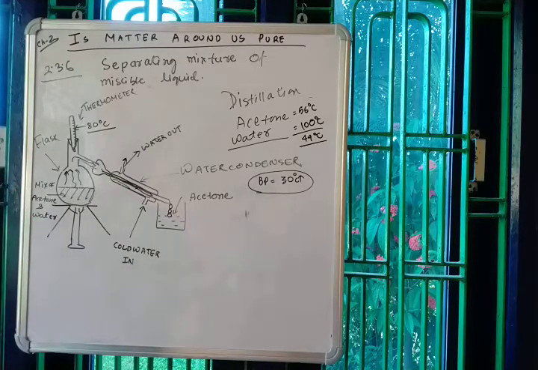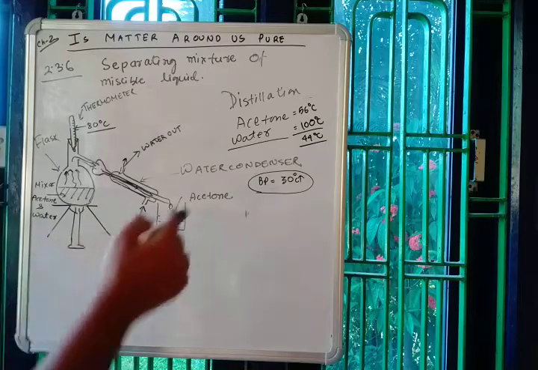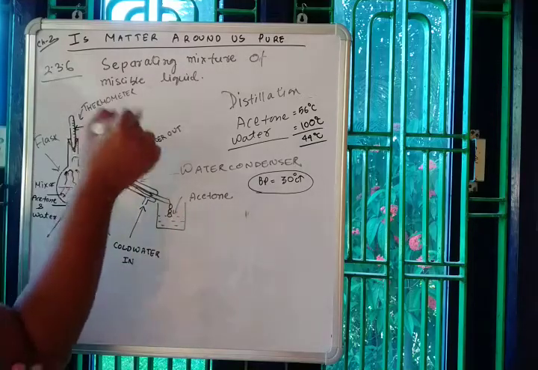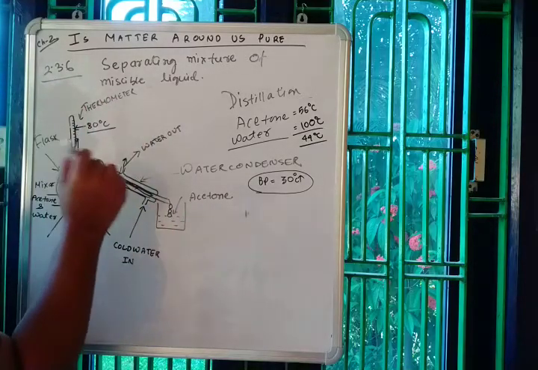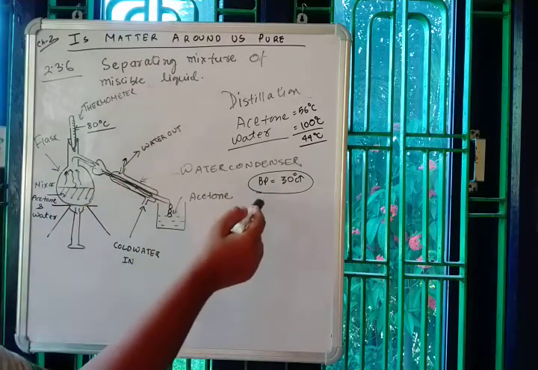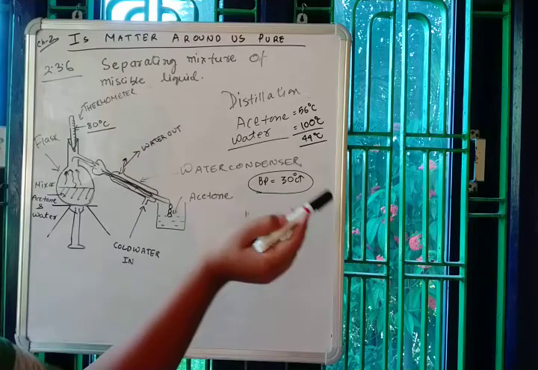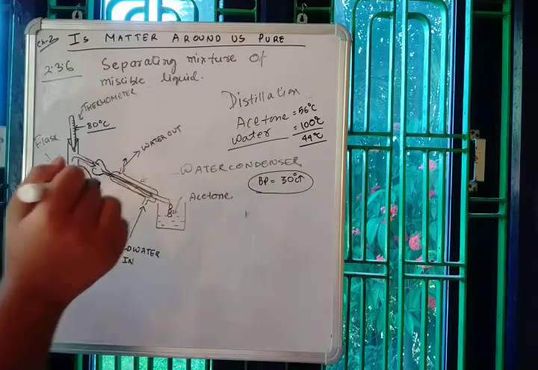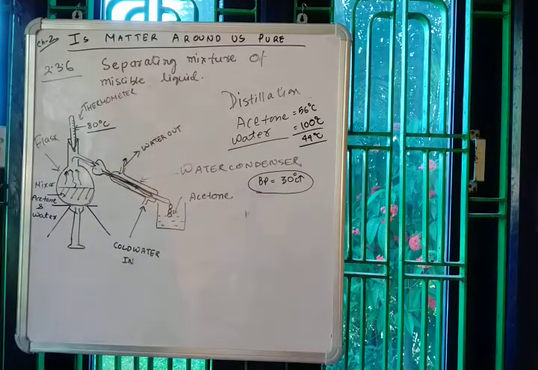The important thing that you have to remember is that in order for this process to work, the boiling point difference should be more than 30 degrees Celsius. If the boiling point difference is less than 30 degrees Celsius, this particular process or method will not work.